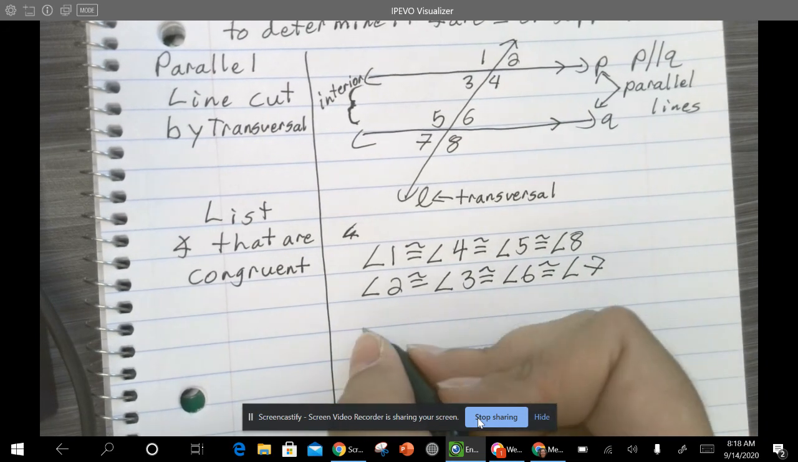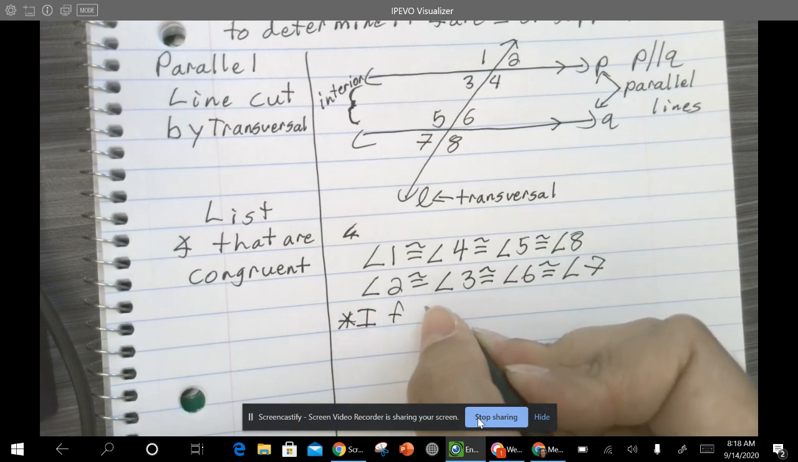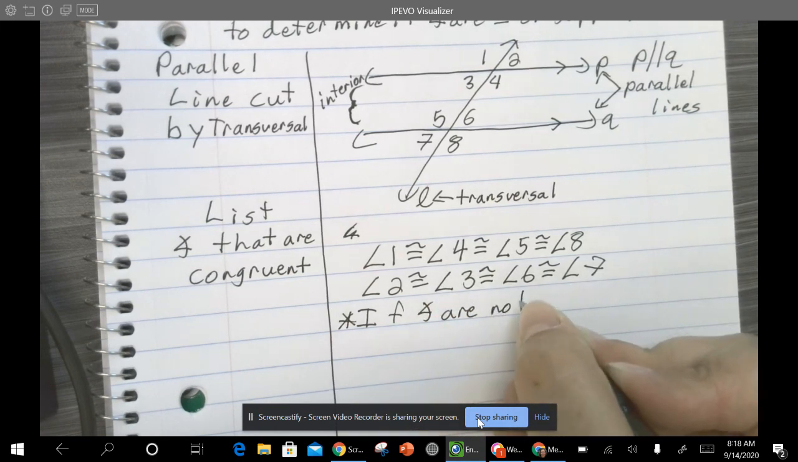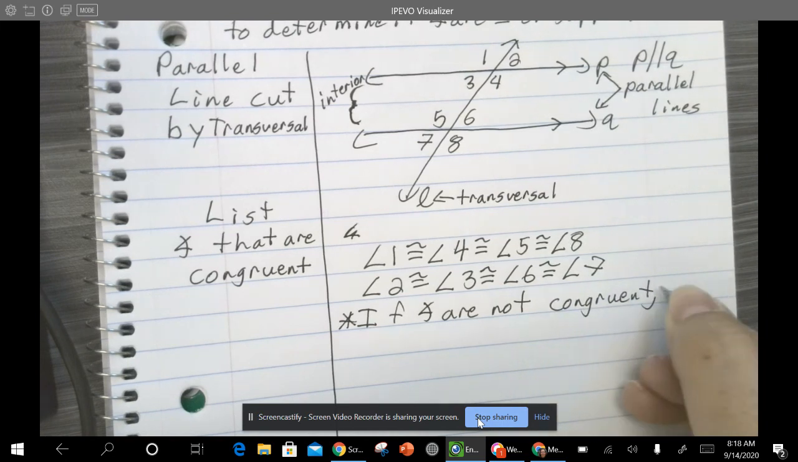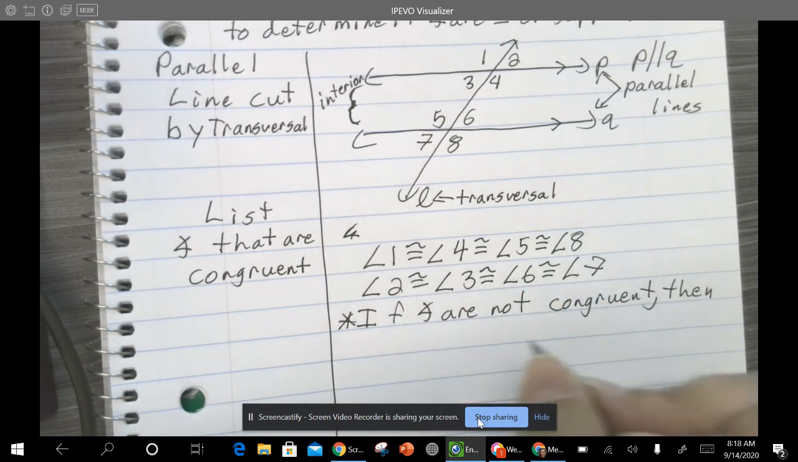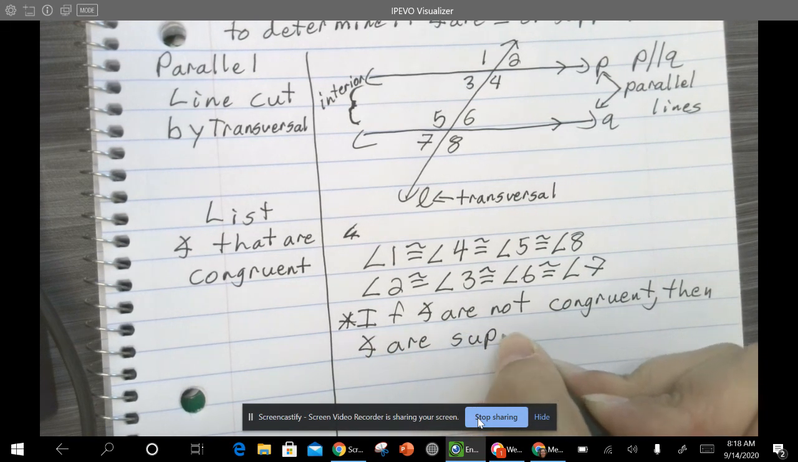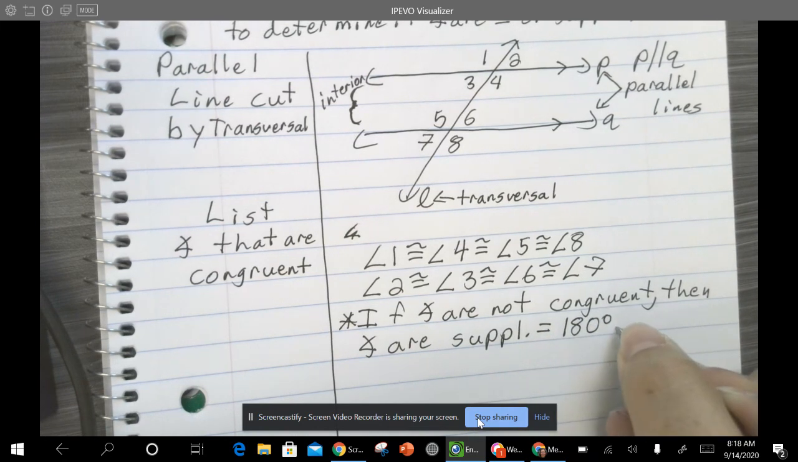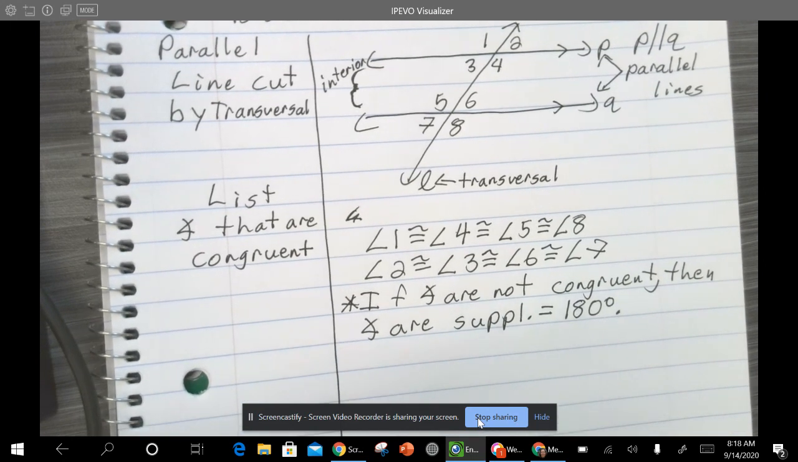Okay, so if the angles are not congruent, then the angles are supplementary. So that means when you add them together, that they equal 180 degrees. Okay. So let's go ahead and look at them.